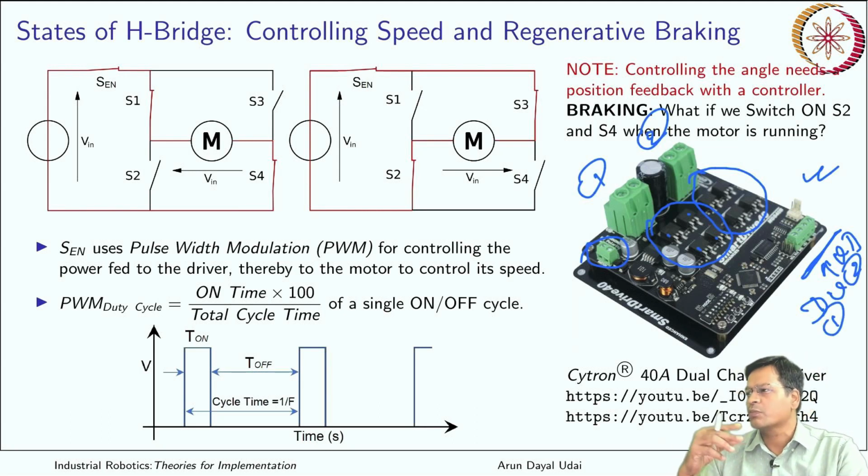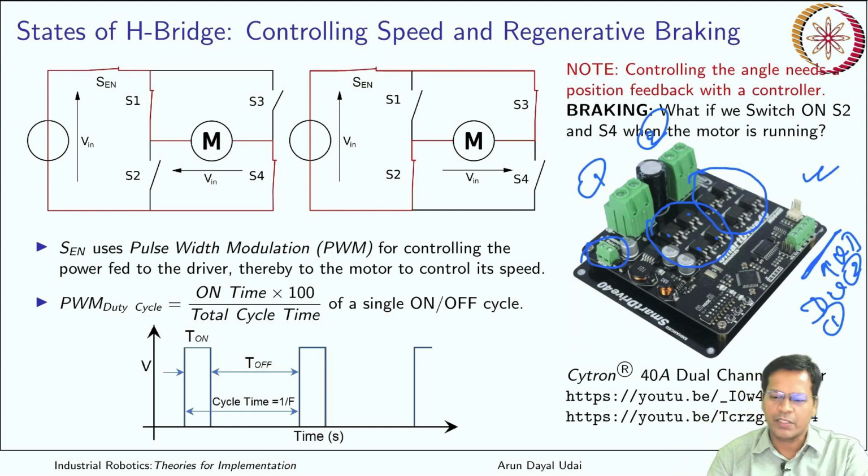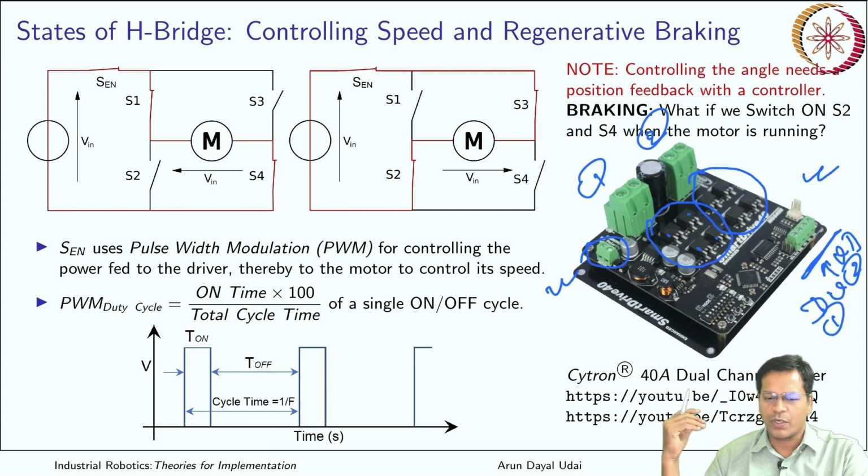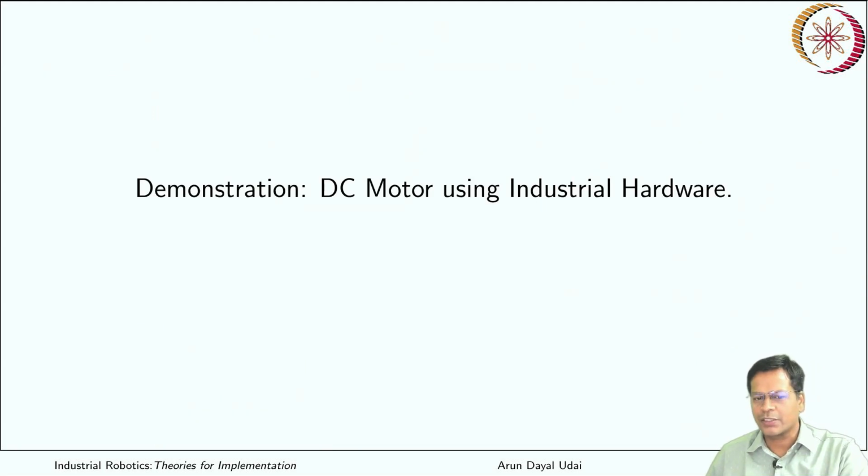For both the motors, velocity and direction can be given from here, power is inputted from here, and this is there. So this is a commonly used H-bridge driver, quite good for small robots, but definitely not suited for a big robot like an industrial robot, which is required to have other compliances as well, right? So let us now have a demonstration of DC motor driving using industrial hardware.